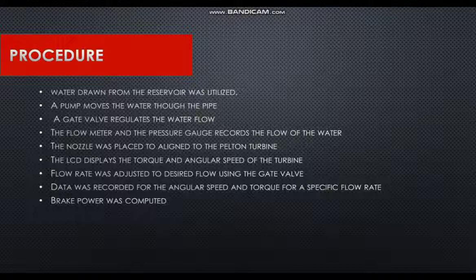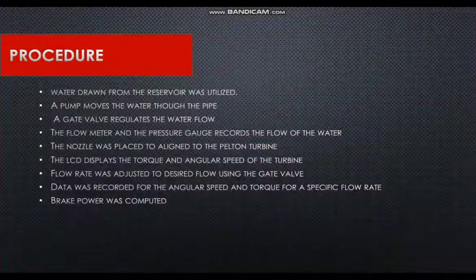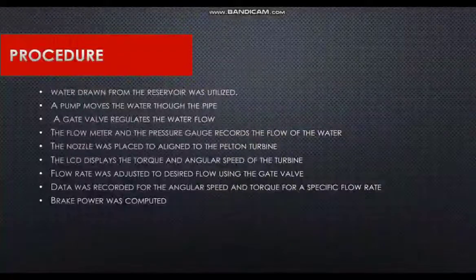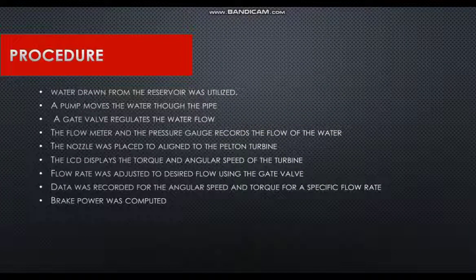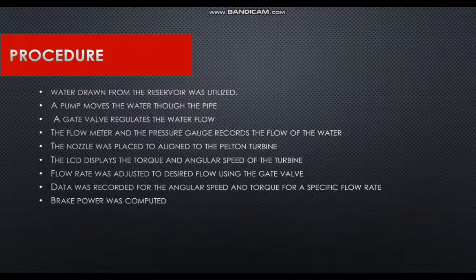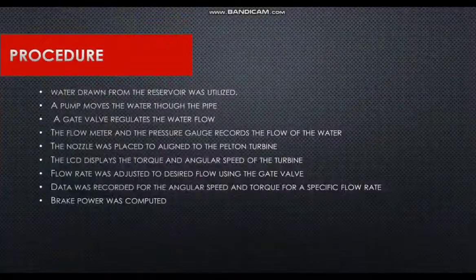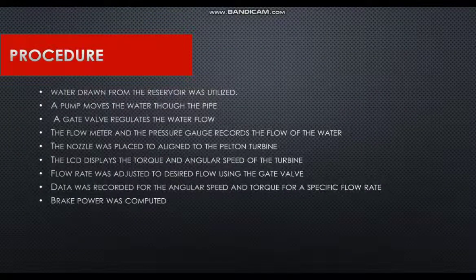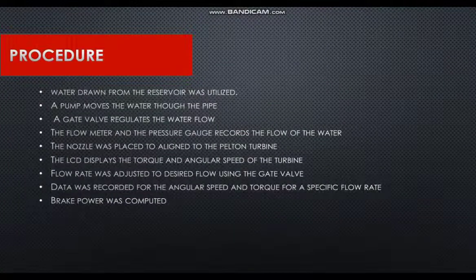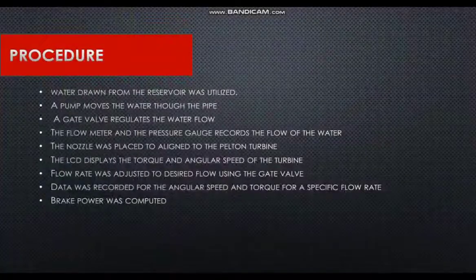Procedure. Water drawn from the reservoir was utilized. A pump moves the water through the pipe. A gate valve regulates the water flow. The flow meter and the pressure gauge record the flow of the water. The nozzle was placed to align to the Pelton turbine. The LCD displays the torque and the angular speed of the turbine. Flow rate was adjusted to the desired flow using the gate valve. Data was recorded for the angular speed and torque for a specific flow rate. Brake power was computed.